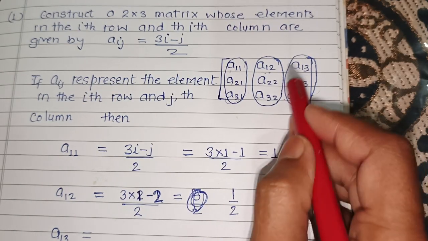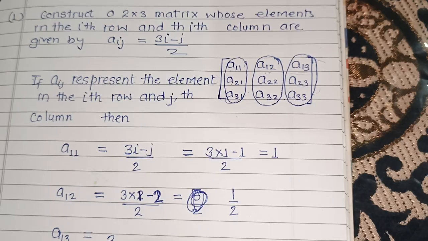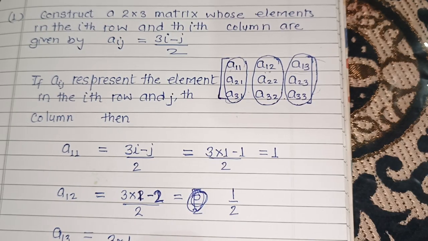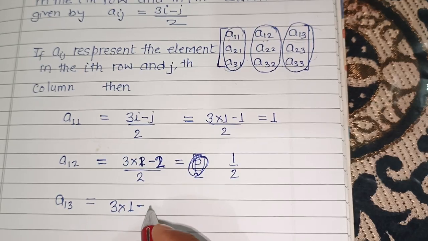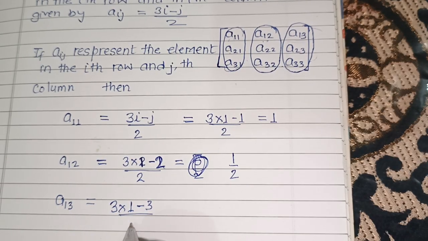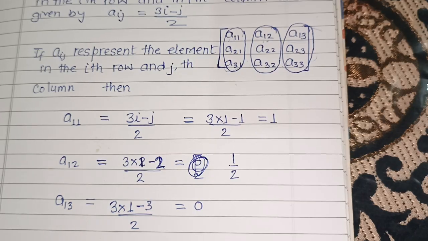Now we have to find A13. अब देखिए यहाँ पर रो 1 ही है, फर्स्ट रो है, और कॉलम आपका थर्ड है, तो क्या रहेगा 3 into फर्स्ट रो, और कॉलम थर्ड है, by 2. So that is 0.